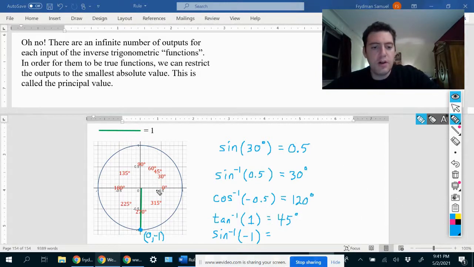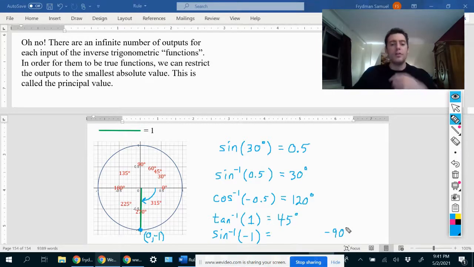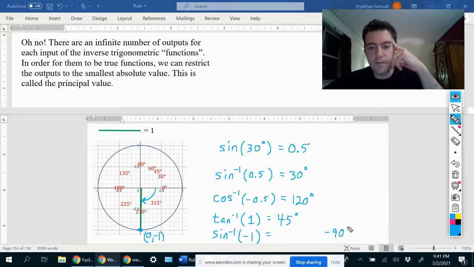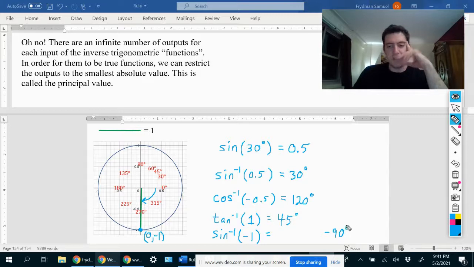So we started here and then we went clockwise over to here. This would be -90 degrees. I'm going to write that over here because I'm going to leave some room for some other possibilities. So we know, whoops, forgot the degrees. So -90 degrees works, but there are other numbers that also work.